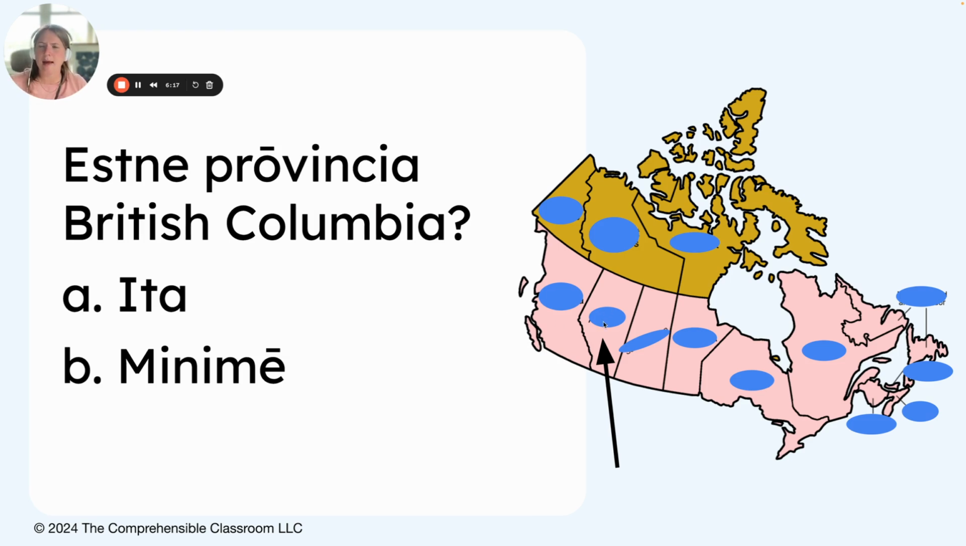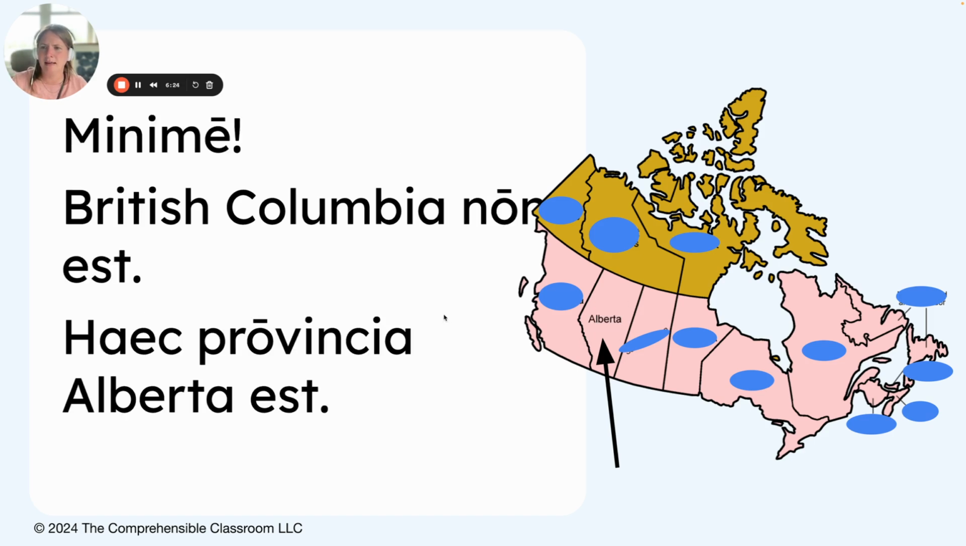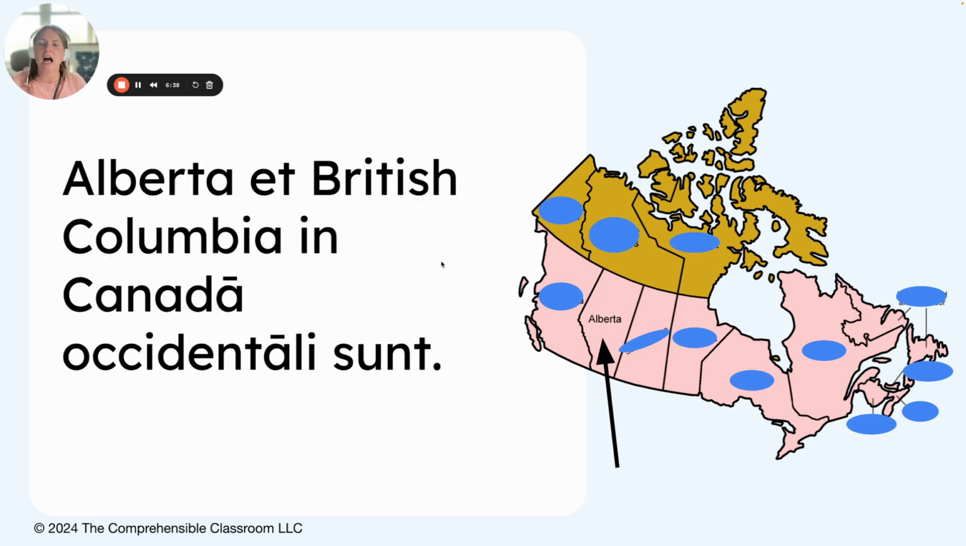Esne provincia British Columbia? Minime! British Columbia non est. Haec provincia Alberta est. Haec provincia British Columbia est. Alberta et British Columbia in Canada occidentali sunt. Sunt means are.